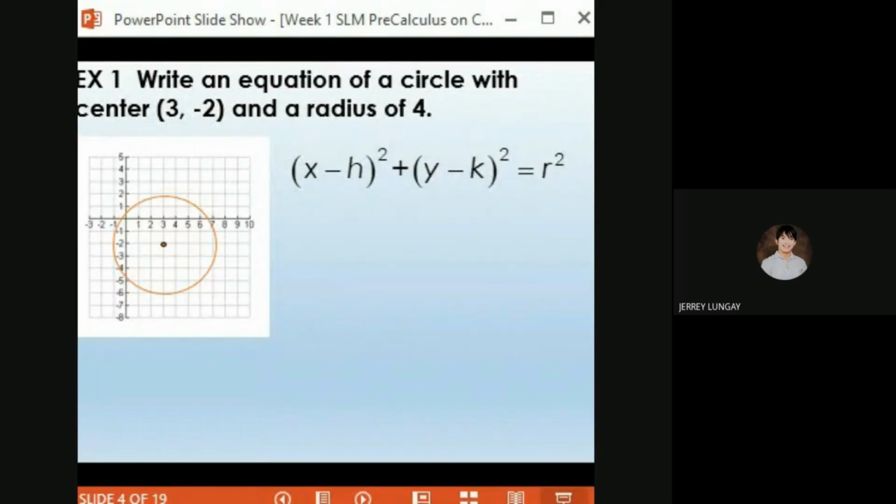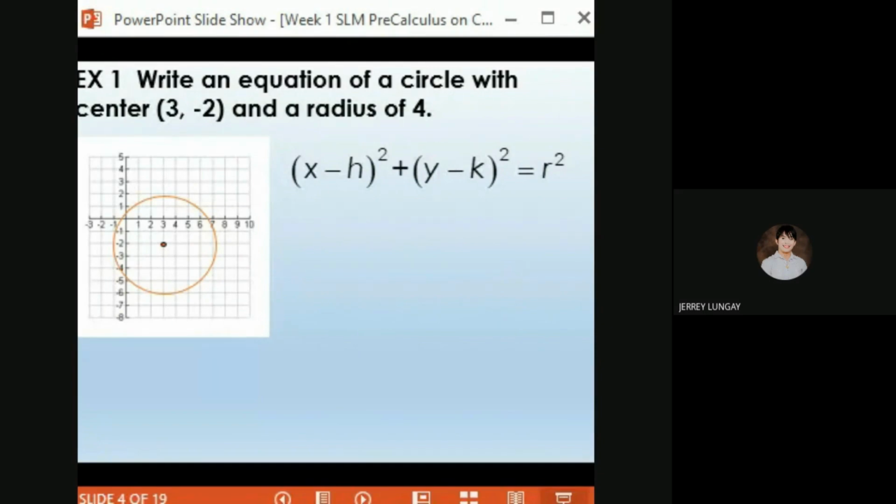Write an equation of a circle with center at 3 and negative 2 and a radius of 4. Okay. The concern of example number one is we will be able to know the standard form equation of a circle. Take note that the standard form equation of a circle, the right-hand side portion of it is not equal to 0 but r. Kanang i-project din na sa slide, mauna na siya ang standard form equation of a circle.